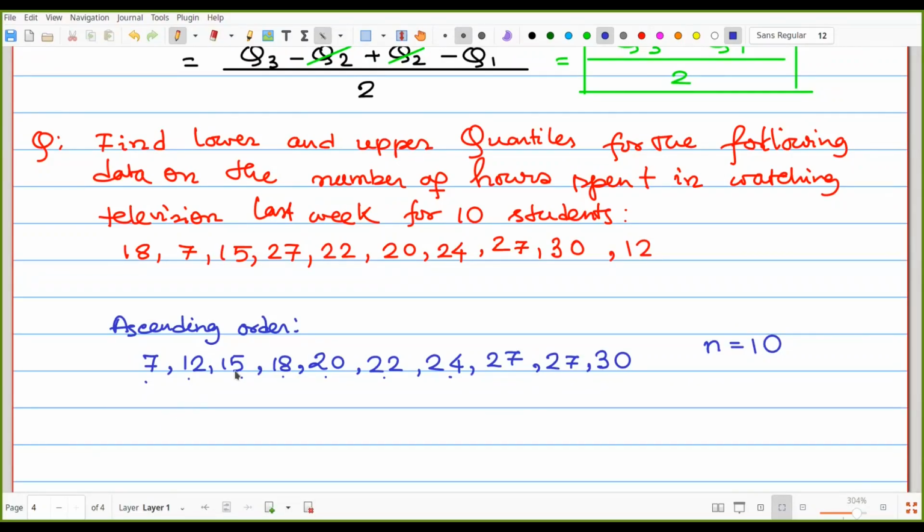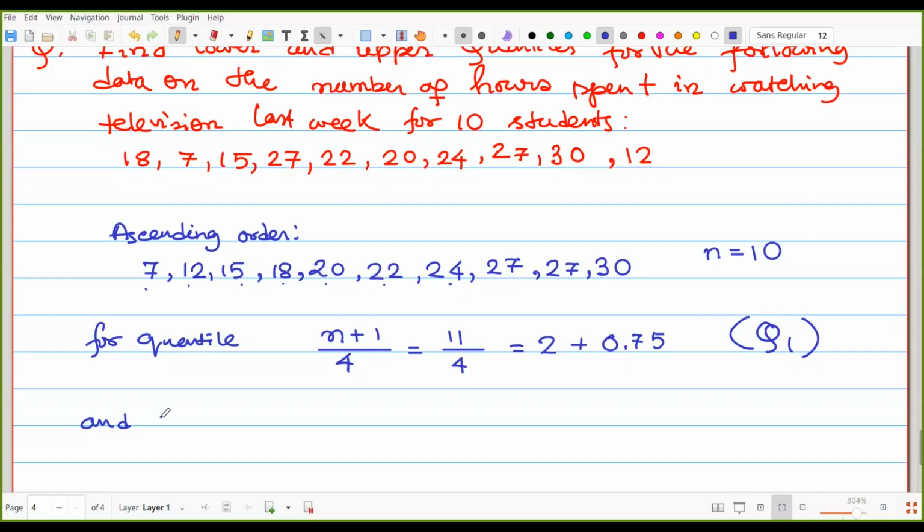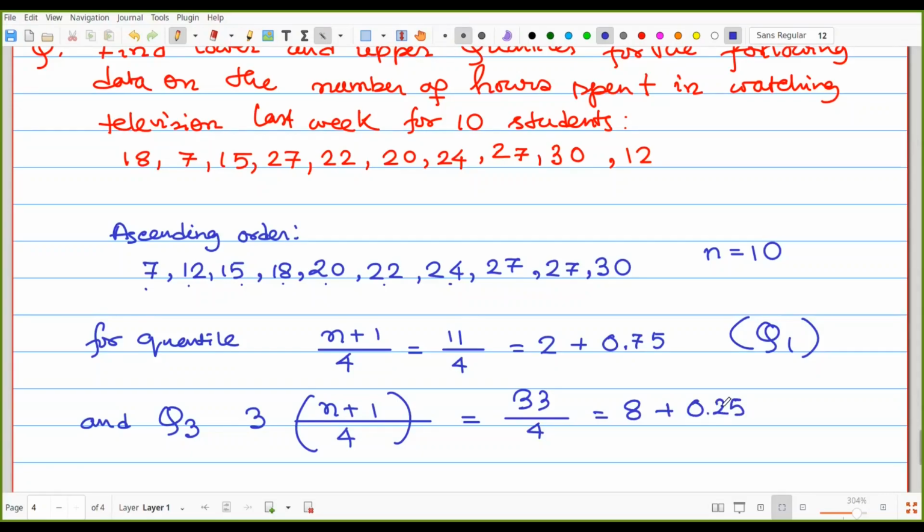For median, we have to find n plus 1 by 2. For quartile, n plus 1 divided by 4. That means 11 by 4 is equal to 2 plus 0.75. That is for quartile 1. And for quartile 3, that should be 3 into n plus 1 divided by 4, that is 33 by 4, or 8 plus 0.25. That is for quartile 3.